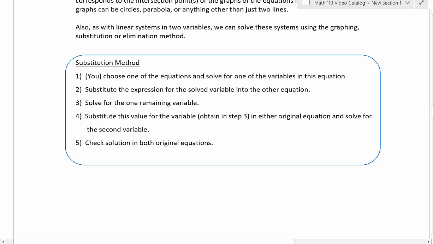We'll solve for the remaining variable. Then we're going to substitute this value that we got in step 3 in either original equation and solve for the second variable. We can always check our solution by plugging our ordered pair into the original equations. The only thing that's really different when we're looking at nonlinear systems of equations is we might get more than one answer. If we have a circle intersected with a parabola, right, we're going to have two intersection points. So don't feel thrown off if you get more than one answer. A lot of times we do.